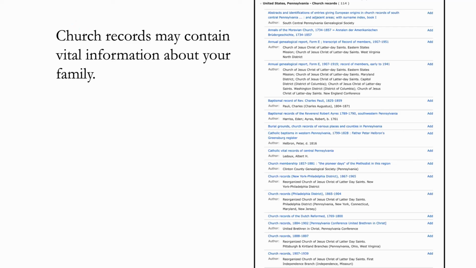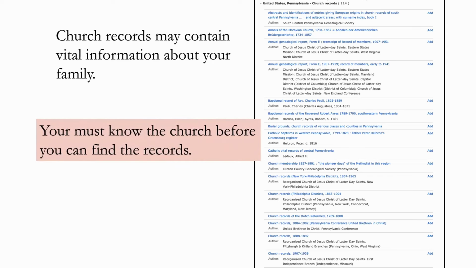And to emphasize this, the church records may contain vital information about your family. It's just something that you need to be aware of and be able to get into, especially with the large number of church records that are available. This is from FamilySearch, just one part of Pennsylvania records. But you have to know the church before you can find the records. And so that's the key, and that's what I've tried to get across.